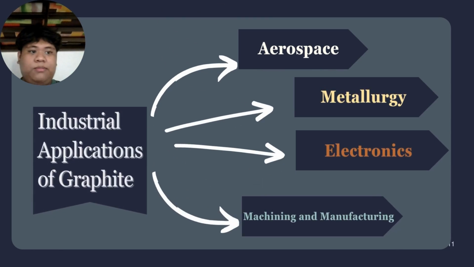Graphite adaptability makes it an invaluable material across numerous industries. So these are examples of industrial application of graphite. The first one is aerospace, used in rocket motor nozzle and heat shield. The second is metallurgy, essential for mold and crucible. The third one is electronics, found in battery and fuel cell. And the last one is machining and manufacturing, providing lubrication and durability in high friction environments.